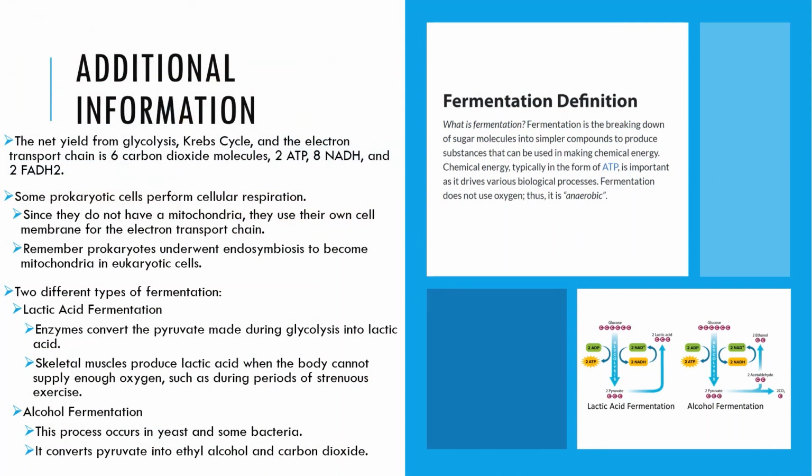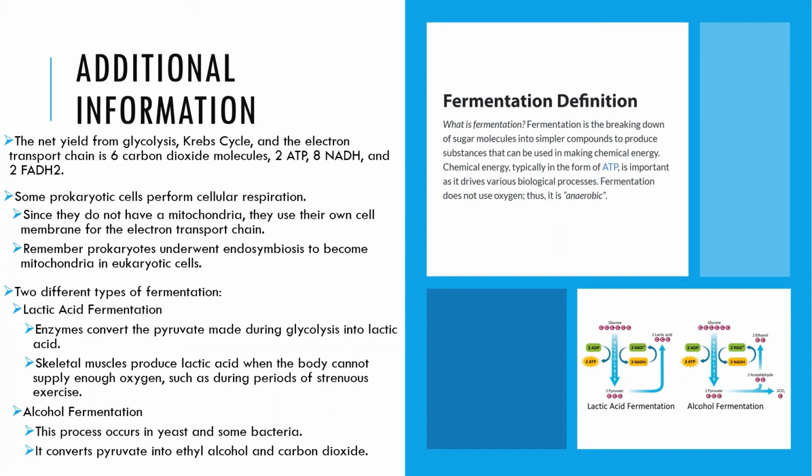Okay, so additional information now. So the net yield from glycolysis, the Krebs cycle, and the electron transport chain is 6 carbon dioxide molecules, 2 ATP, 8 NADH, and 2 FADH2 molecules. That's what you get from going through glycolysis, Krebs cycle, electron transport chain one time. That's the net.